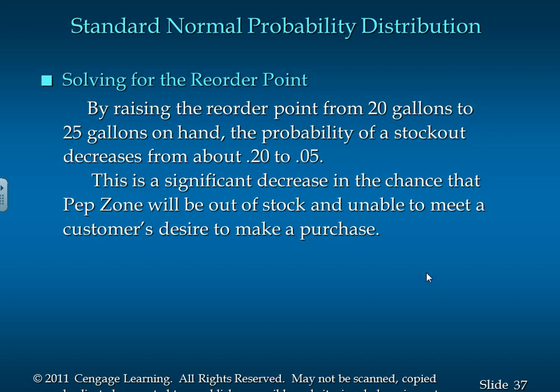By raising the order from 20 gallons to 25 gallons, out of stock decreases from 20% of the time to only 5% of the time, and everybody is more happy.